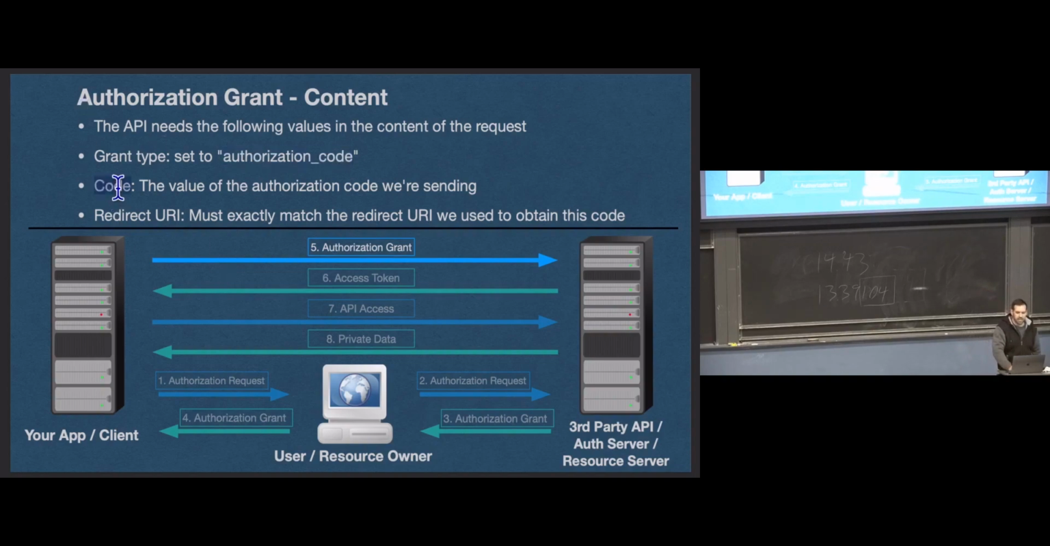Then code, which is the actual code itself. And then the redirect URI, which must match the exact URI that you used for the authorization request. That exact redirect URI has to be there. If it's not character for character identical to the redirect URI that you used when you had the authorization grant, then the server is going to say, something's wrong here, and it's going to reject your request. And of course, the code has to be valid. The client ID, the client secret, everything has to check out.